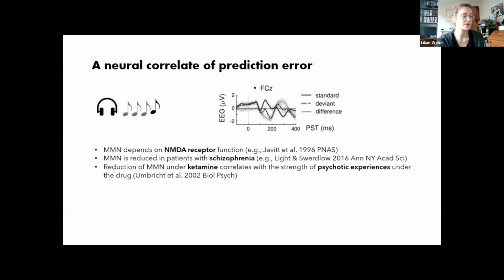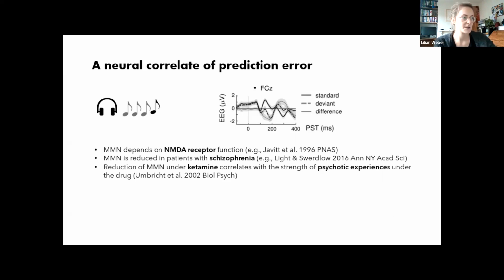Some people have also reported that the reduction of MMN under ketamine even correlates with the strength of the psychotic effects that participants are experiencing under the drug. So there's something interesting going on here. Now, when we think about this in computational terms, we think about the MMN as a prediction error signal. And if we do that, then we can immediately think about how that would update our model of the acoustic environment. And we can see interesting differences.